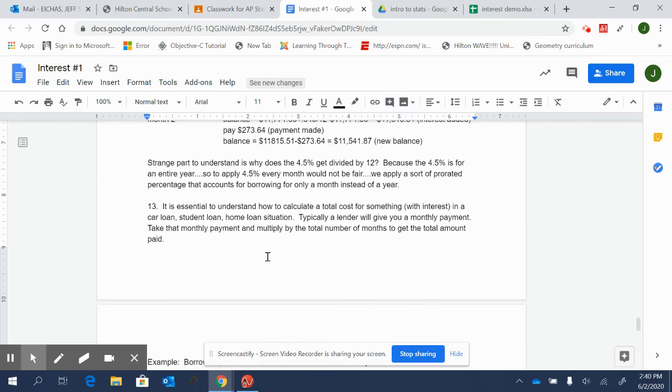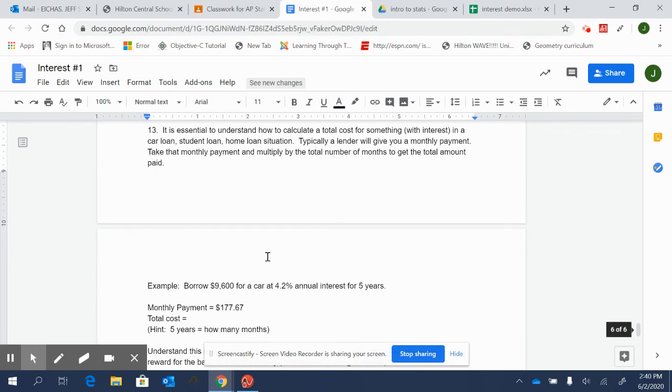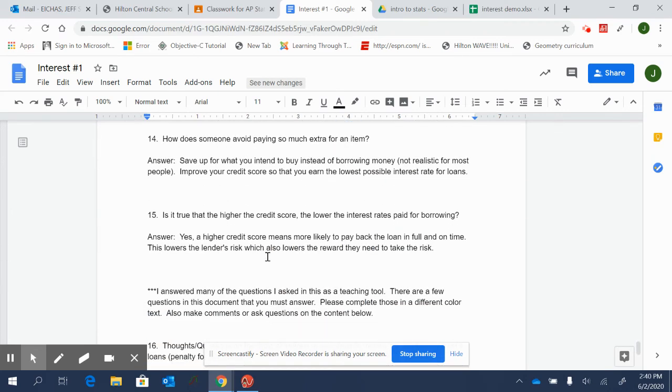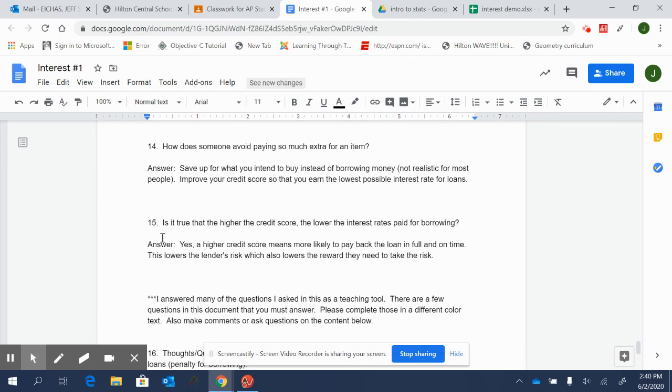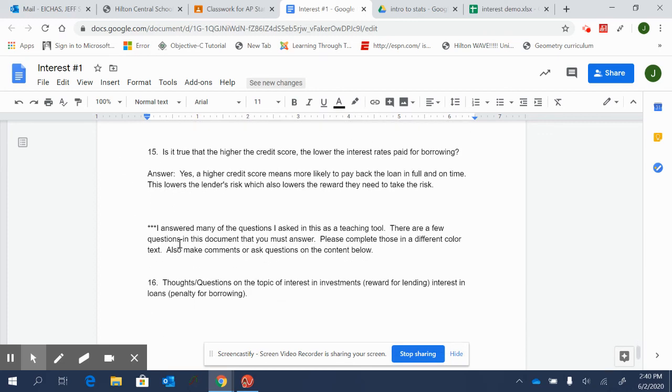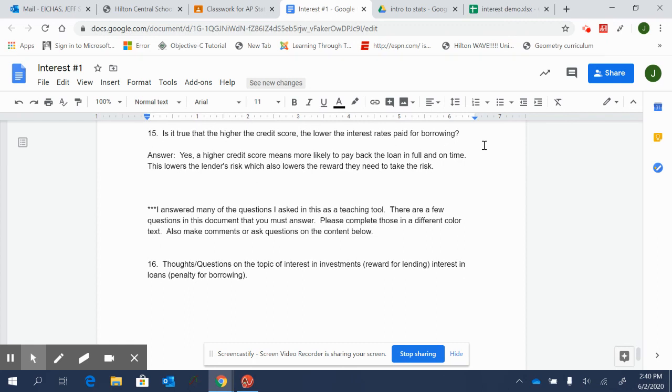So you go ahead and read this and look into it a little bit. That's pretty much going to take you through that. So here's number 15. Is it true that with a higher credit score, you pay lower interest rates for borrowing? The answer is yes. So that's where we're going to swing back over to credit score in next week's topics. I had to give you a sense of interest first, then I could take you back to credit score. Better credit scores get you a lower interest rate and better options because you're less of a risk. So your cost of borrowing money is going to be lower.